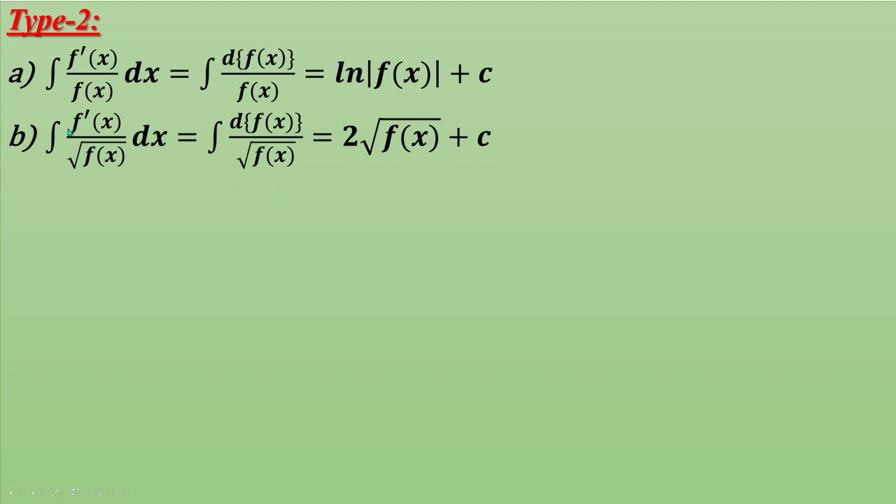And another form: integration of f prime x divided by square root of f of x. Okay, f prime x dx means df of x, so this and this are the same, and this equals 2 root over f of x plus c. Clear?